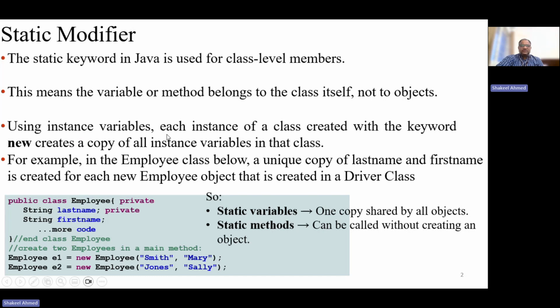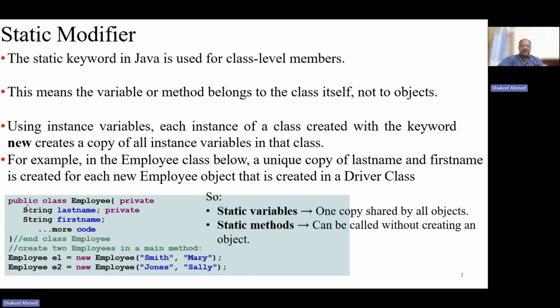Using instance variables, each instance of a class created with the keyword new creates a copy of all instance variables in that class. Previously you saw that when you created an object with new for a class, whatever variables you have defined inside a class will also become a copy for the objects that you have created in reference to the class. In this example, in the employee class below, a unique copy of the last name and first name is created for each new employee object that is created in a driver class.